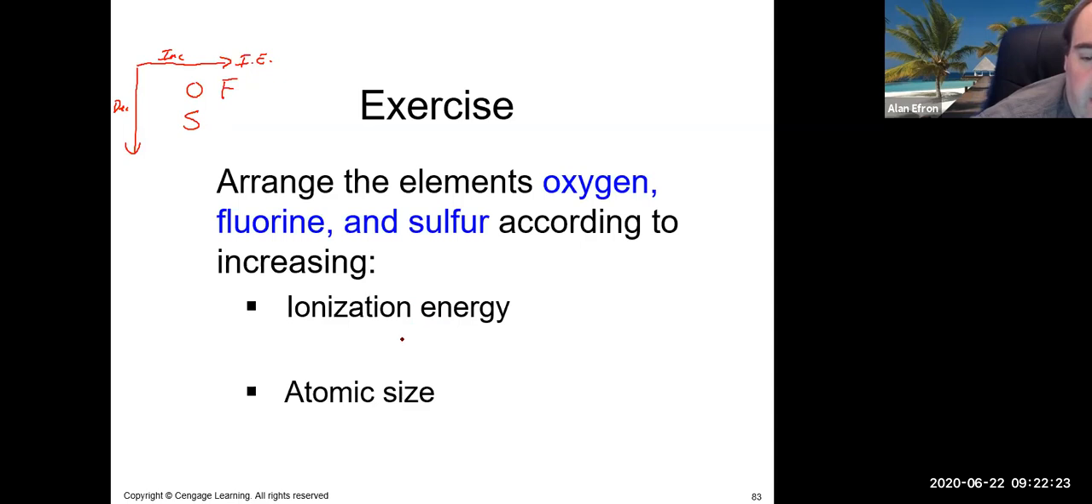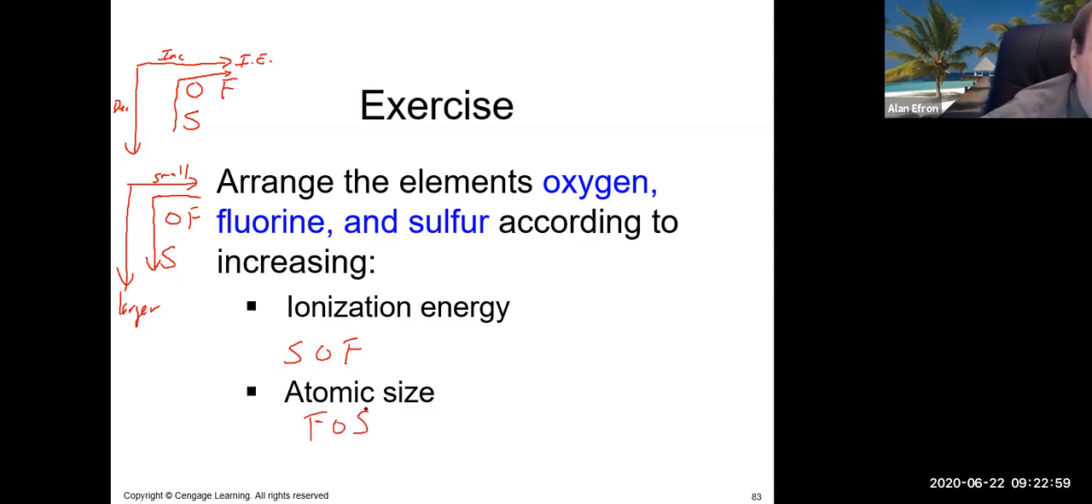So we want to go in increasing order. So it should be sulfur, oxygen, and fluorine in increasing order. So it should increase this way. Atomic size, again, if we look at atomic size, is smaller as we go this way, larger as we go this way on the periodic table. So if we want increasing size, we would actually be going this way, right? Gets larger that way and larger that way. So it should be F, O, S in this case. Any questions on that?